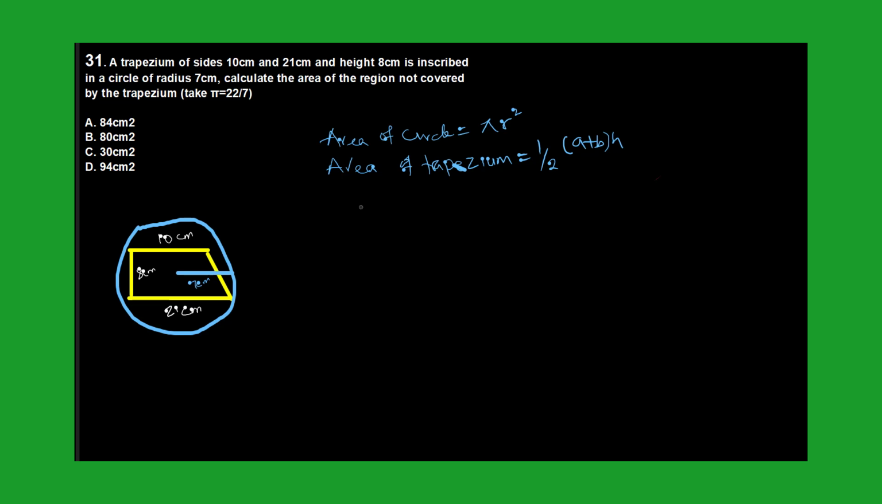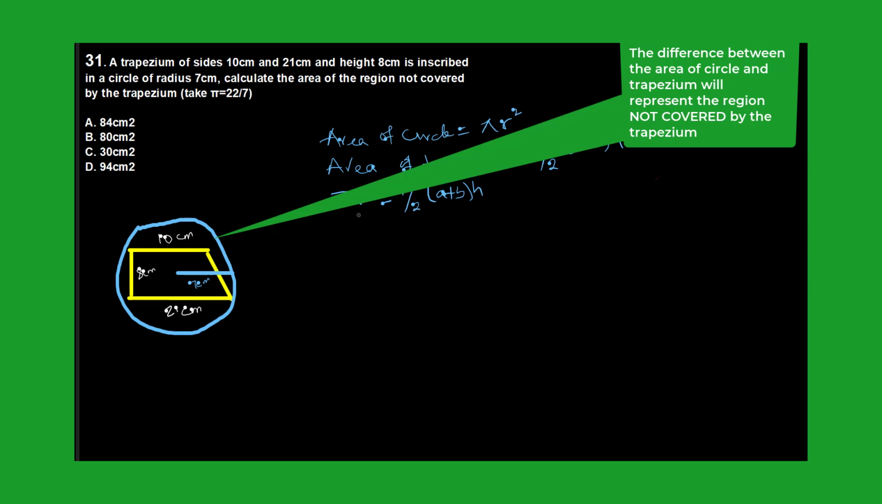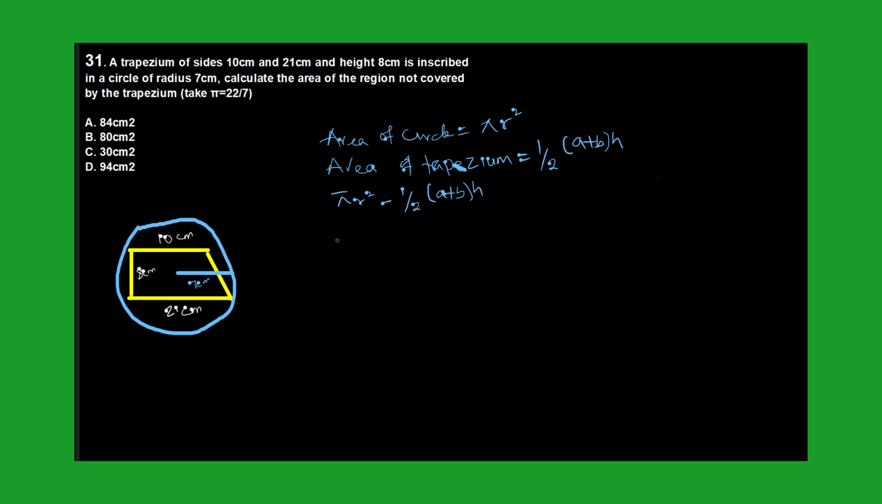So we are going to find the difference between the area of a circle, which is pi r square, minus the area of trapezium, which is 1/2 bracket open a plus b, height. So let's get started. We are given the value of radius, which is 7 centimeters from the question. So the area of circle will be 22/7, which is the pi. Then the r is the 7 by 7.